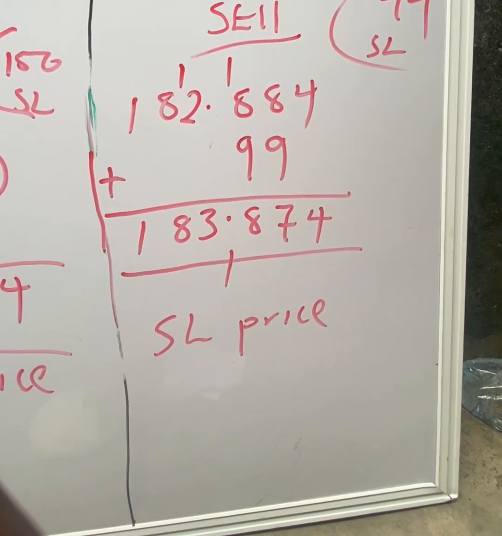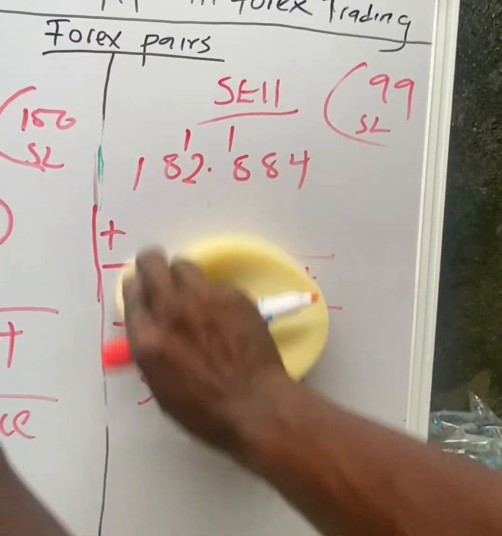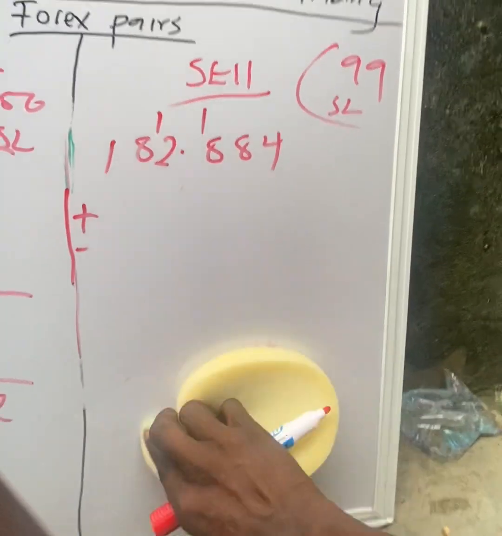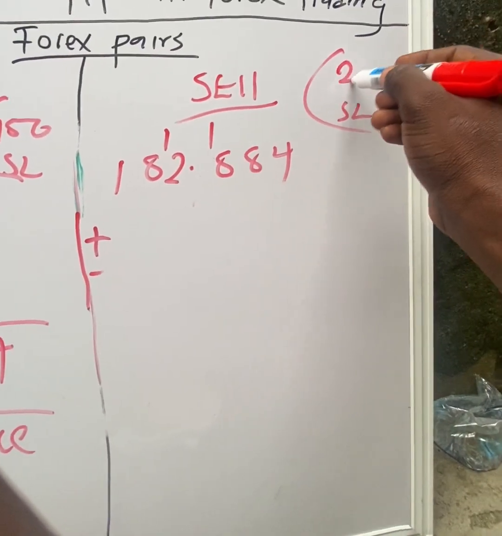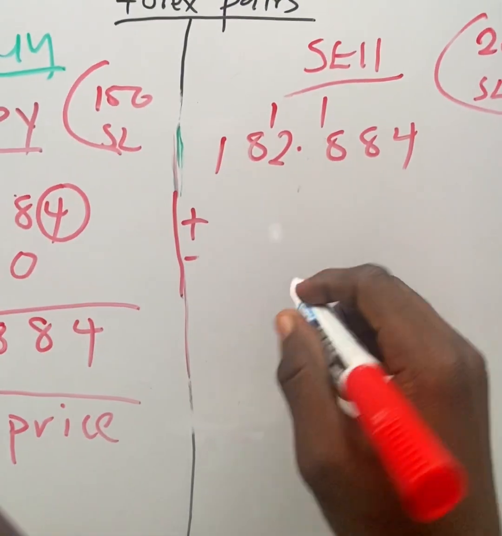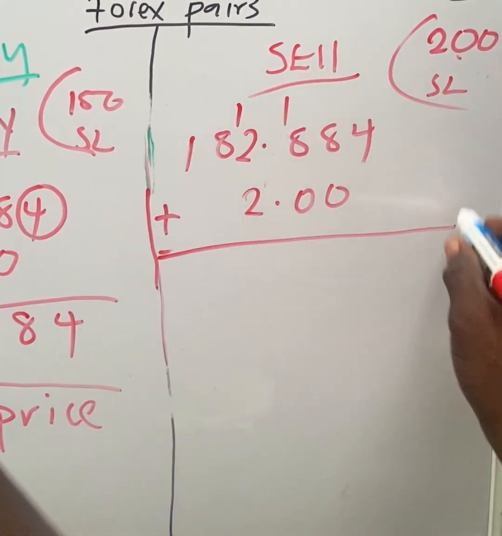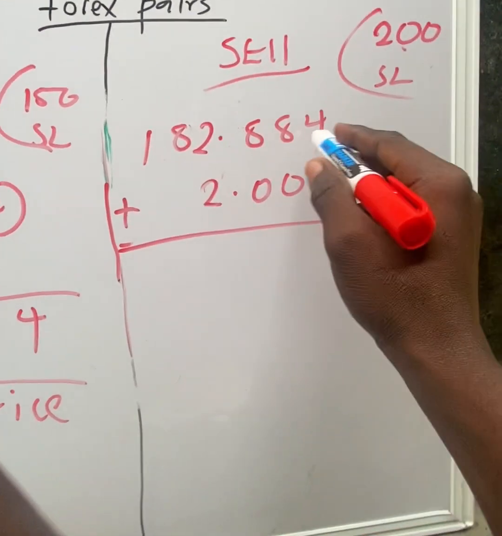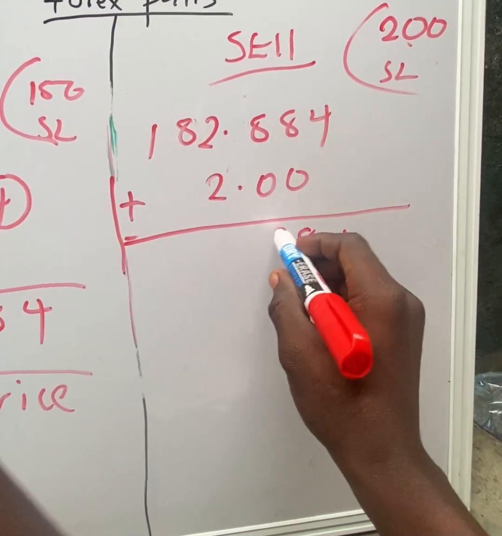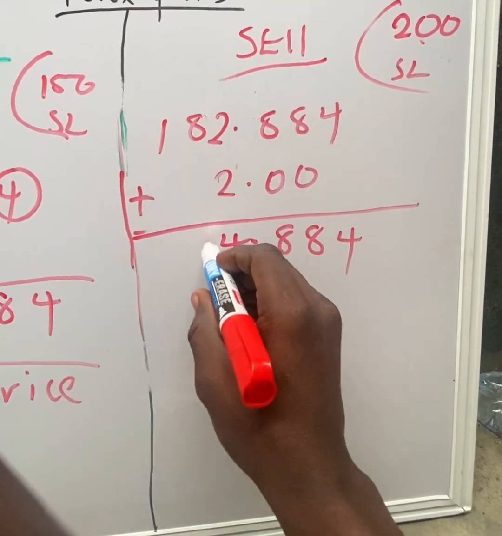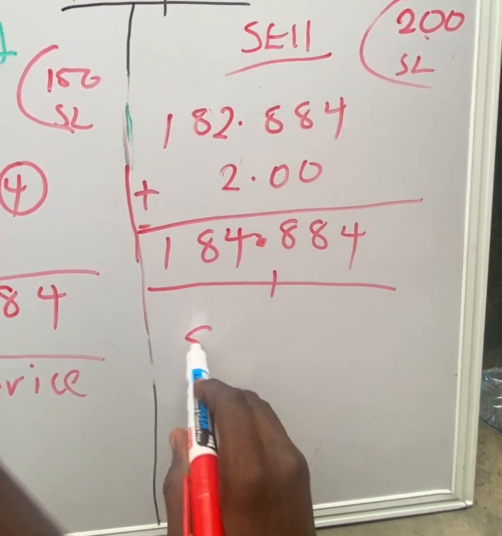Okay, assuming we have a 200 pips stop loss. Let's calculate for a 200 pips stop loss. So for these 200 we place 2 here, 0.00. So now here, we have our pipettes, 4 plus this we have 4. 8 plus this we have 8. 2 plus 2 we have 4. We have 8, we have 1. So these are the decimal points. So this is our SL price.